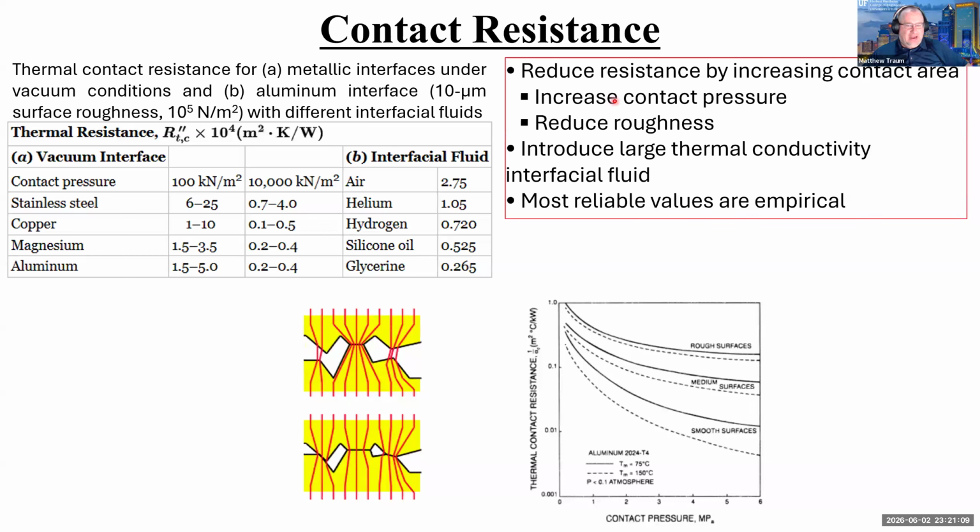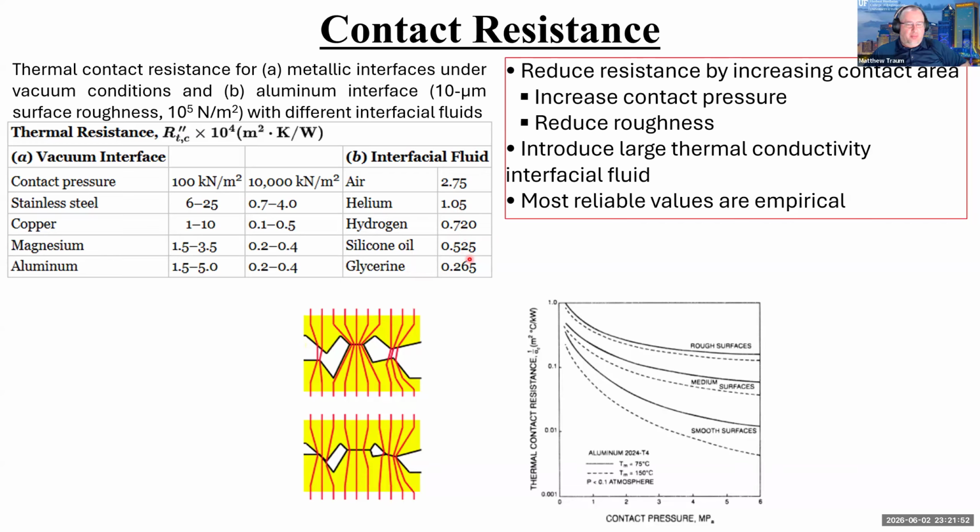Another thing that's done if you can't increase the pressure or reduce the surface roughness is to introduce some sort of interstitial or interfacial fluid. So you can introduce a fluid that has a large thermal conductivity. We talked previously in the gas world about hydrogen being used, because hydrogen molecules are very fast, and so transfer heat very fast. So a lot of times, if you're in a gas situation, hydrogen gets used. And if you're in a situation where you can put a liquid in that interface, there are a lot of liquids that have high thermal conductivity, like oils and glycerins, that end up getting used.